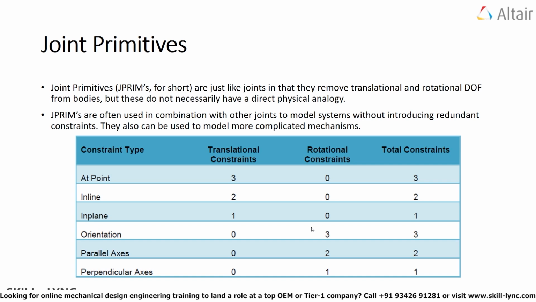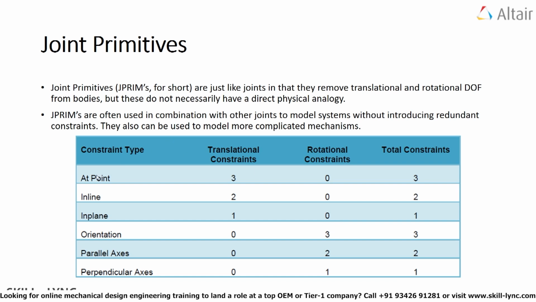Joint primitives or JPrims don't have a direct physical analogy, but they have similar functions like the joints, basically to remove the translation and rotational degrees of freedom. JPrims are usually used to model more complicated mechanisms. They are often used in combination with other joints during the model building process, without introducing redundant constraints into the system. The table on this slide shows the different JPrims available in MotionView.